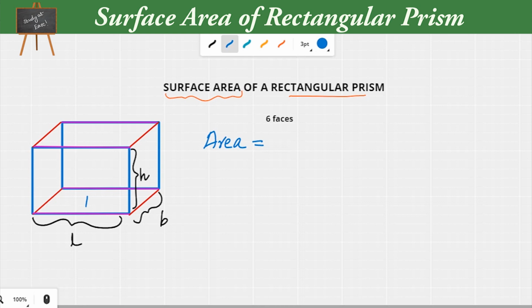First I'm going to calculate the area of the base. If you see, it has the length and the breadth. So the area of that rectangular face is length multiplied by breadth. If you look at face 2, it is also a rectangular face which has the same dimensions as the first. So that is also length multiplied by breadth. So together they will form 2 times L multiplied by B.